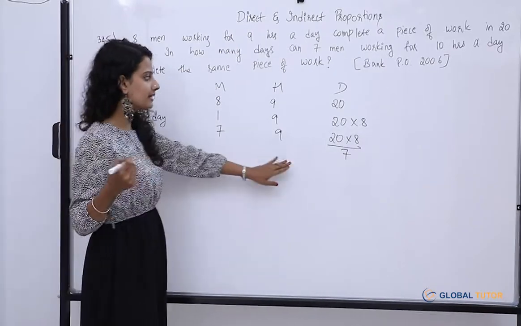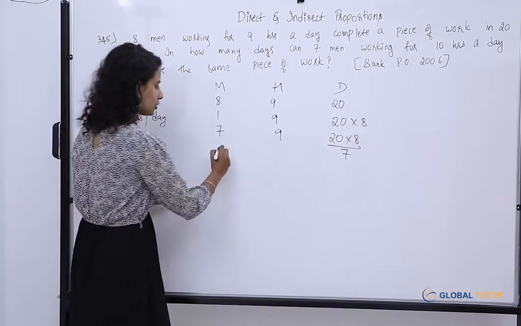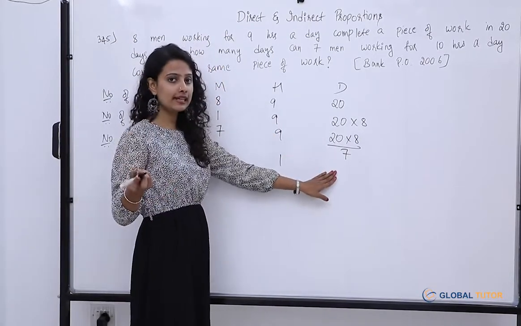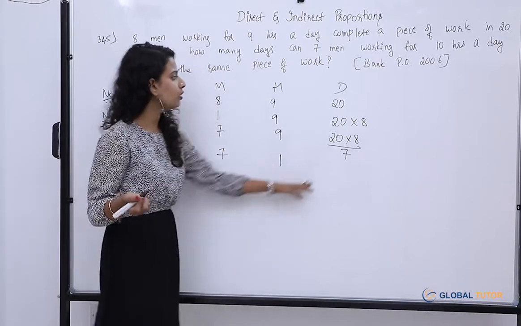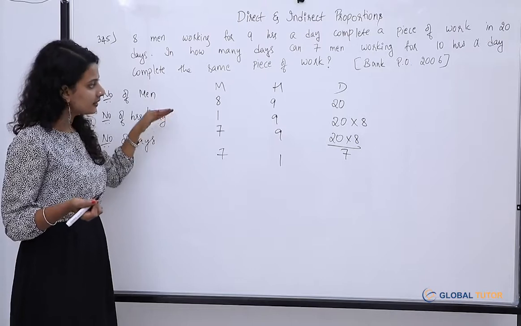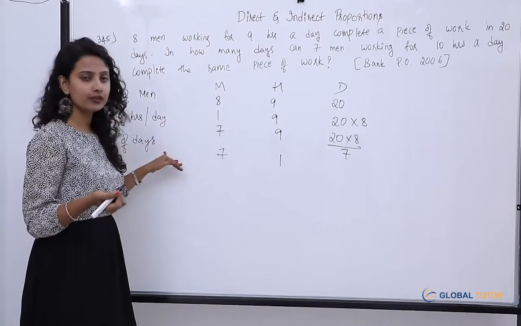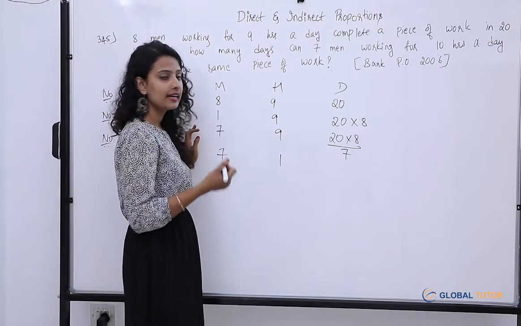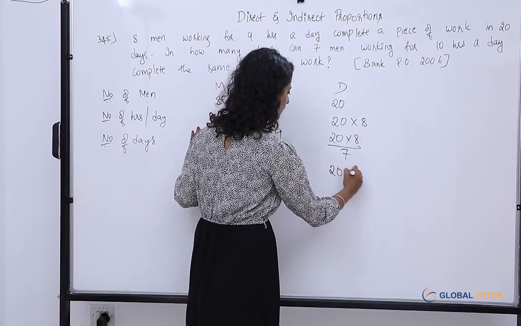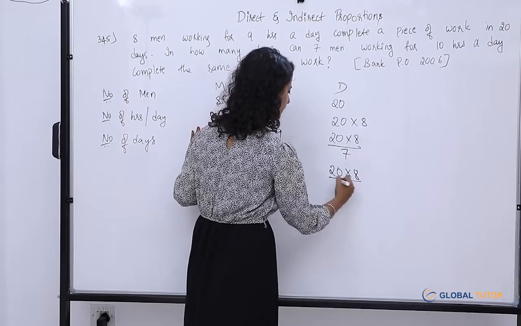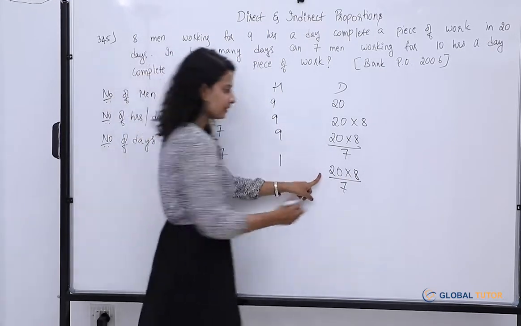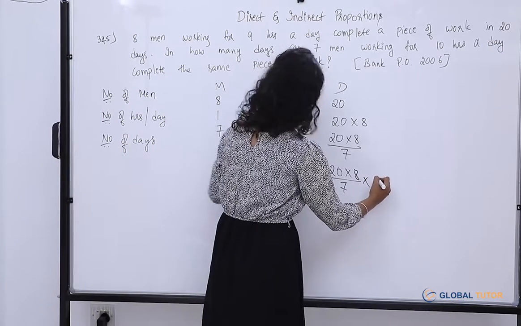Let us try to decrease the number of hours. So if you decrease the number of hours, then the number of days will increase, right? Because we already discussed if the number of hours per day decreases, then the number of days will increase because it is indirectly proportional. So what happens to this? 20 into 8 divided by 7. Because we decreased here, it should increase here. So into 9.